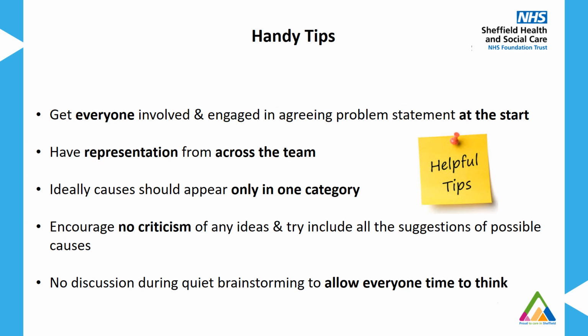Some handy tips in creating your fishbone diagram. Get everyone involved and engaged in agreeing the problem statement at the start. It's really important to have representation from across the team, as everyone will bring different ideas and experiences about what they feel is important and contributing to the problem. Ideally, causes should only appear in one category, but don't worry too much if they cross over. Encourage no criticism of any ideas that come forward and try to include all the suggestions of possible causes. Encourage no discussion during the quiet brainstorming stage to allow everyone time to think without distractions or influence from other members of the group.